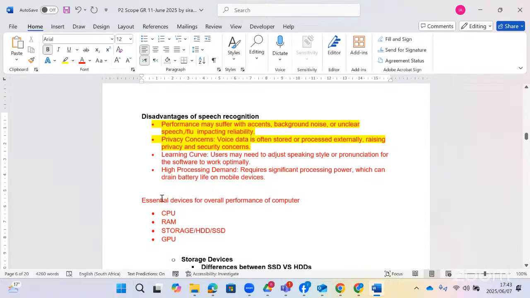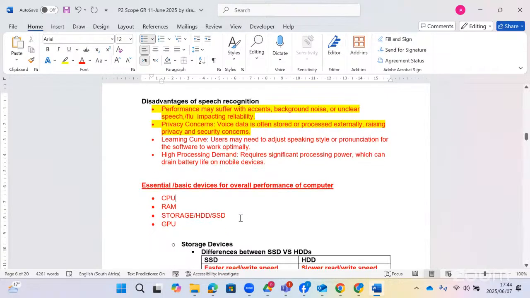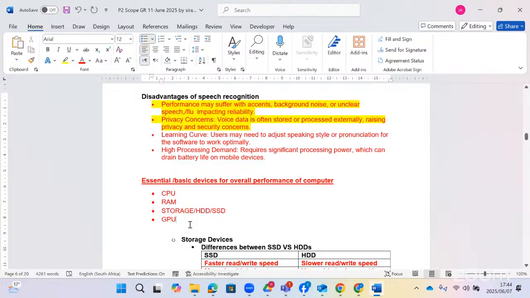And then the essential component, or sometimes we call them the basic devices for the overall performance of the computer. When they ask about basic components, I saw that some of the grade 12s made a mistake as well. When the question asked about the basic components, they must list 3. They still wrote mouse and keyboard, and no, they are not basic. The most essential internal components are CPU, RAM, and storage. GPU is also essential, but it depends on the type of user.